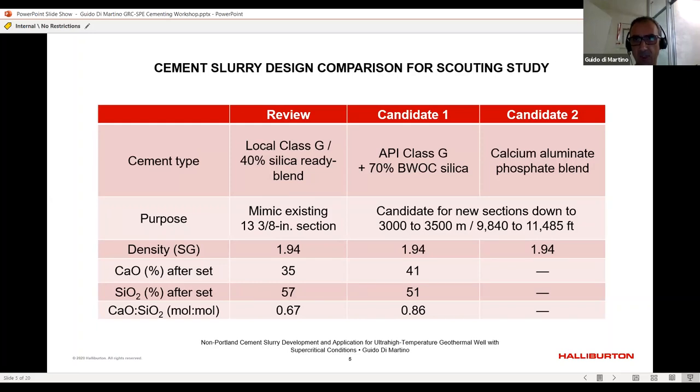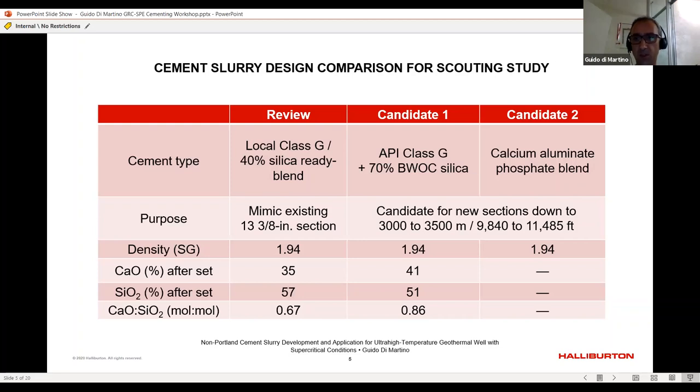A Portland design that was a ready mix blend of API class G and silica flour at 40% by weight of cement was evaluated as a representation of existing cemented strings. API class G Portland cement with an additional 70% silica by weight of cement, and a calcium aluminate phosphate design, were evaluated as candidates for deeper sections.